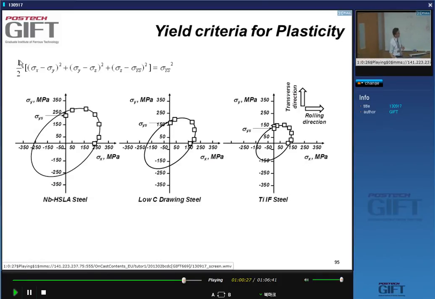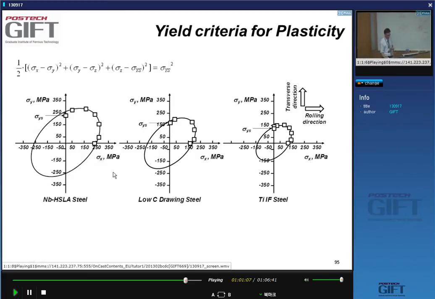And it tells us basically that this concept of von Mises, that the material will yield when the amount of deformation energy per unit volume has reached the same level as the amount of deformation energy at yielding in a uniaxial tensile test. That concept basically holds for steels most of the time.